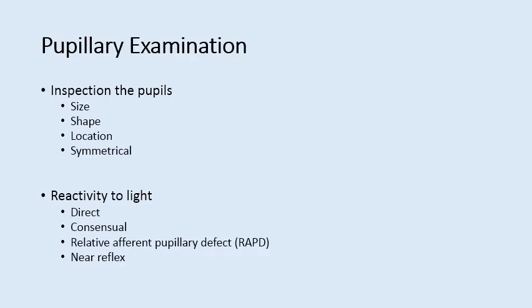For the inspection of the pupil, what you need to check basically is the size, shape, and location of each pupil. Lastly, you have to document and comment on whether there is symmetry in the size, shape, and location of the pupils. The second thing is the reactivity to light. You have to check the light reactions, which consist of the direct reflex, consensual reflex, relative afferent pupillary defect, and also the near reflex.